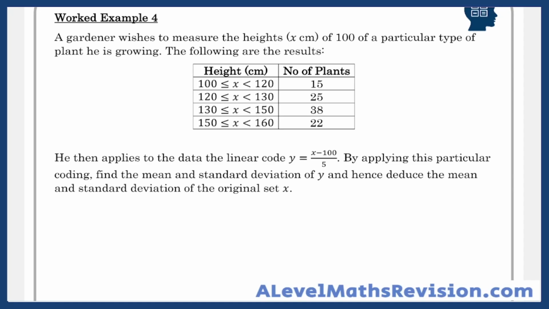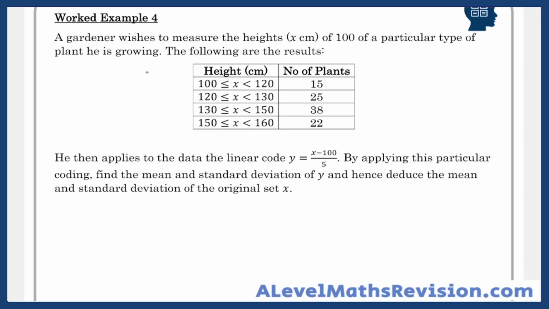He then applies to the data the linear code y equals x minus 100 over 5. By applying this particular coding, find the mean and standard deviation of y, and hence deduce the mean and standard deviation of the original set x. So the thing to recognize here is that we're only going to be working with the midpoints of the data. So really, we only need to apply the linear code to the midpoints.